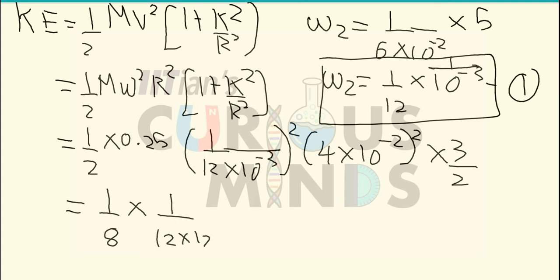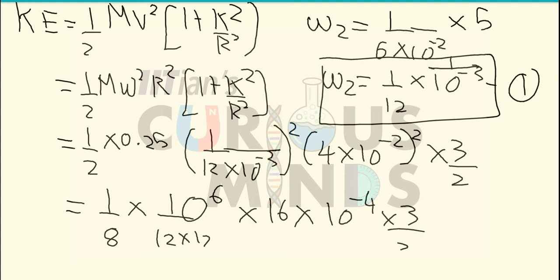When the 10 raised to minus 3 goes in the numerator, it will be equal to 10 raised to 3, and when it is squared, it will be equal to 10 raised to 6, into 16 into 10 raised to minus 4, into 3 by 2. So basically let us see what are the terms we can cancel out.